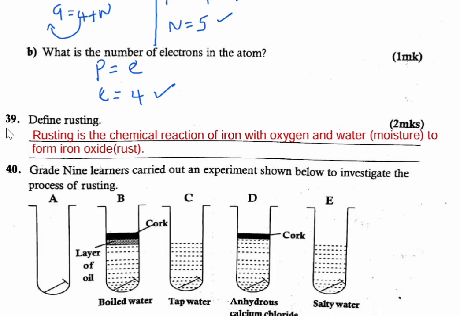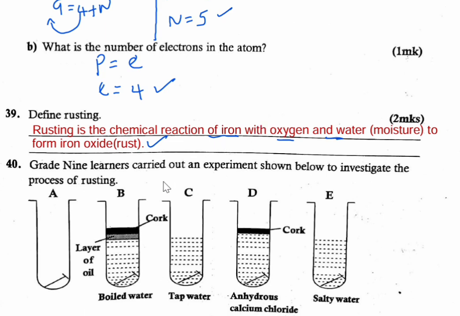Define rusting. So what is rusting? A very common question. Rusting is the chemical reaction of iron with oxygen and water, that is moisture, to form what we call iron oxide. The other name is rust. So for rusting to occur, these 3 must be present, that is iron, oxygen, and water. So these are the conditions necessary for rusting to occur.